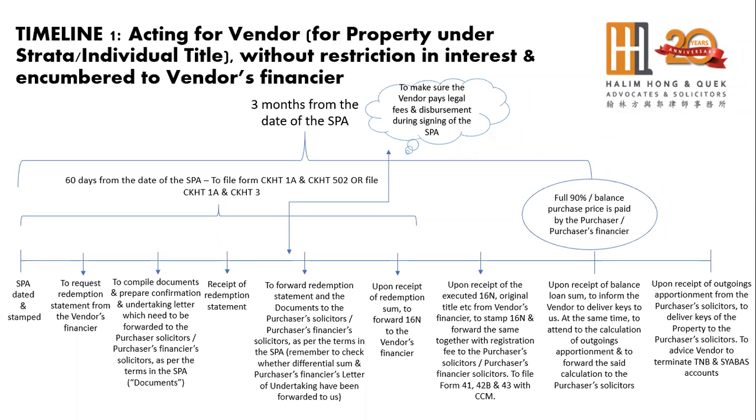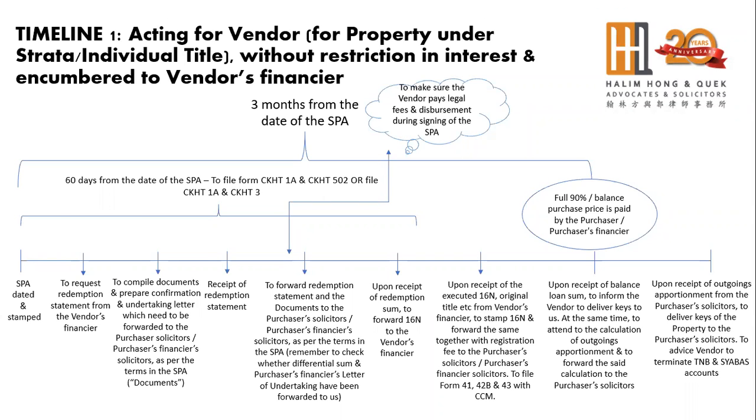Then as the vendor solicitor, the next step is to request your redemption statement because we need to ascertain the amount owing to the vendor's bank. And then we also need to compile all documents as per our discussion earlier: quit rent, assessment, IC, maintenance, CF, fire insurance, whichever relevant, and then our undertaking letter.